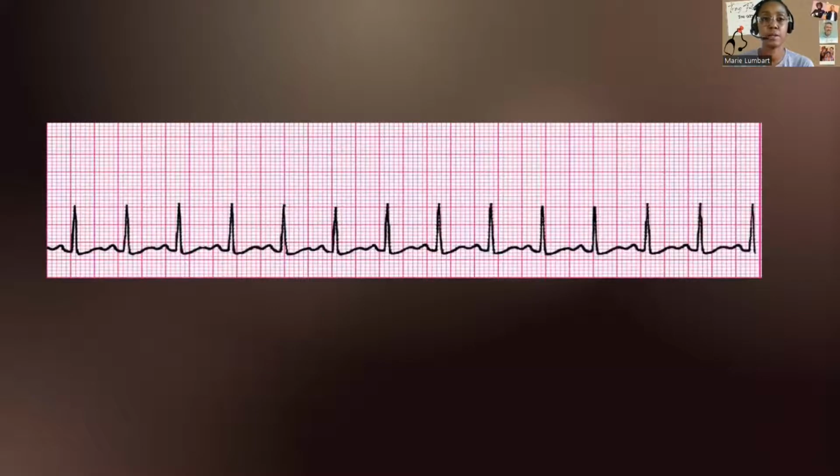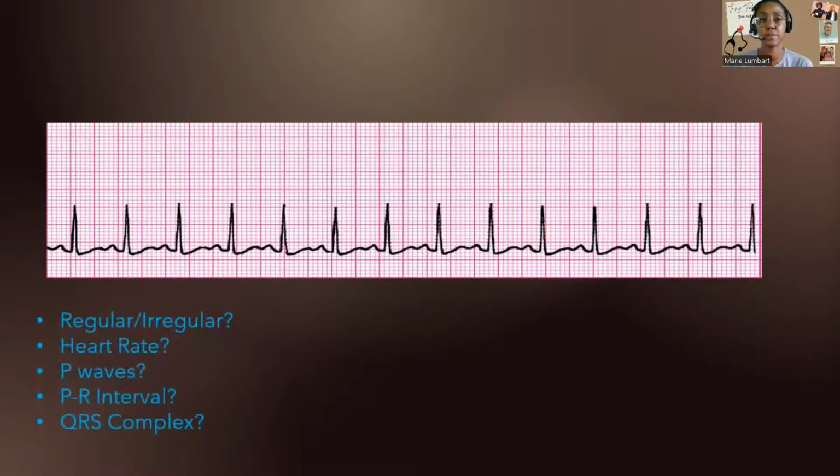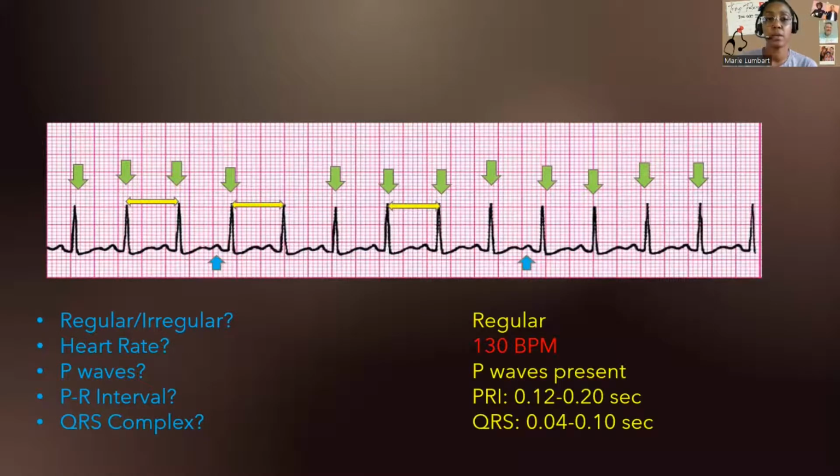Let's look at our next rhythm, okay? Here are our steps. Is this rhythm regular? And we're gonna count our heart rate, okay? So yes, the R to R waves are regular. Our heart rate is 130 beats per minute.